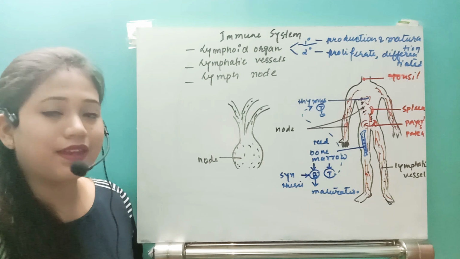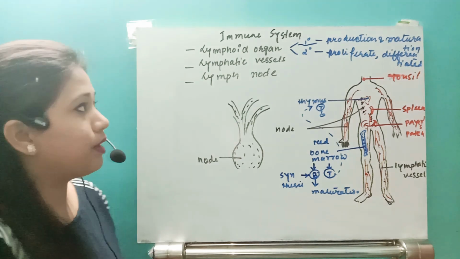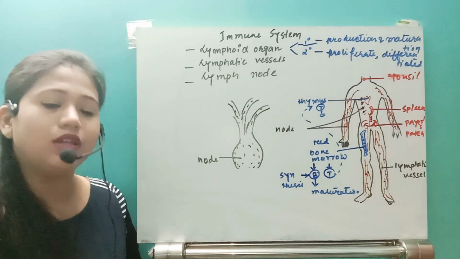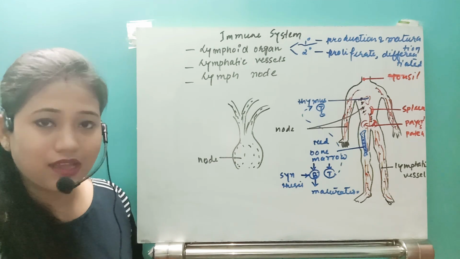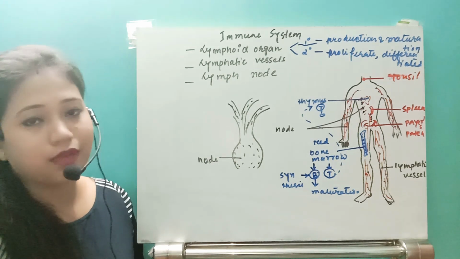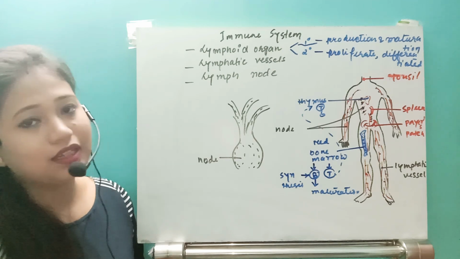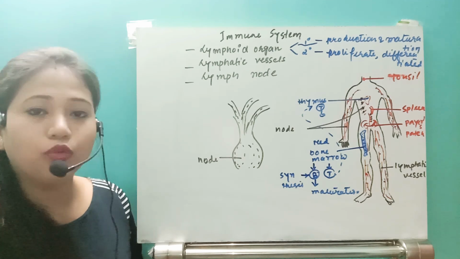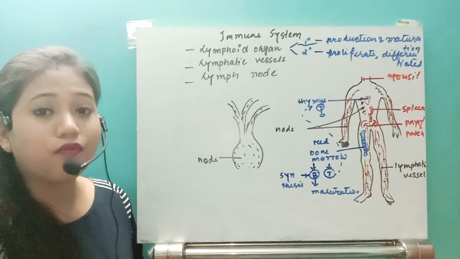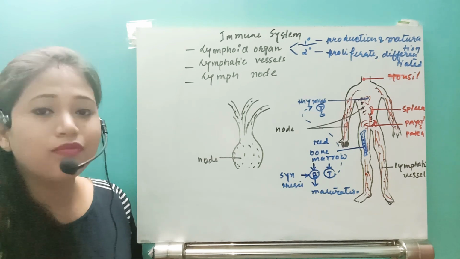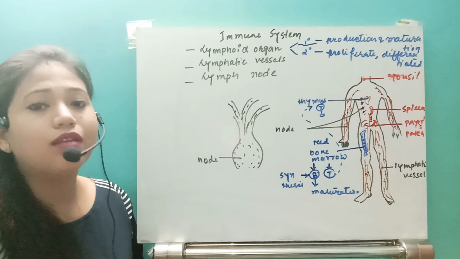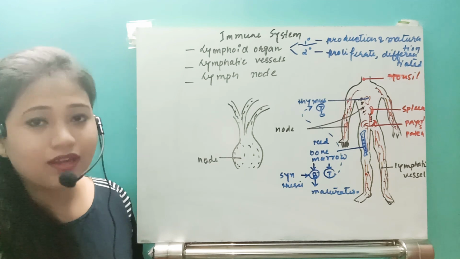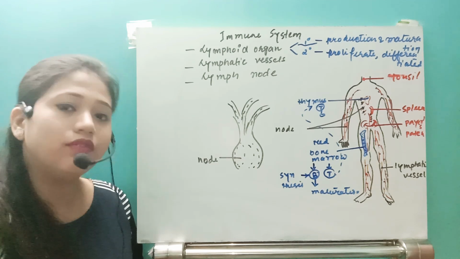So what is the lymphatic system? The lymphatic system comprises the lymphatic organs or the lymphoid organs, the lymphatic vessels, and the lymph nodes. All of them provide us immunity by producing, maturing, proliferating and differentiating the B and T cells. We already know that B cells provide us humoral immunity, forming different types of antibodies, and the T lymphocytes provide us cell-mediated immunity, where the T lymphocyte will differentiate into 4 different types of cells.